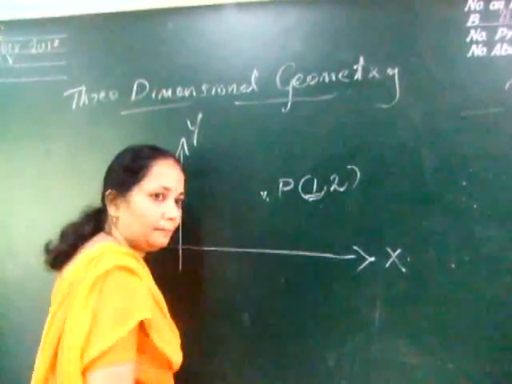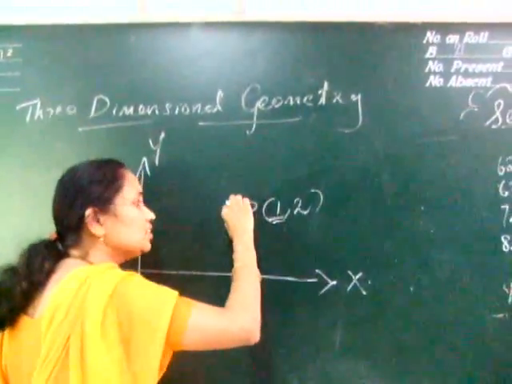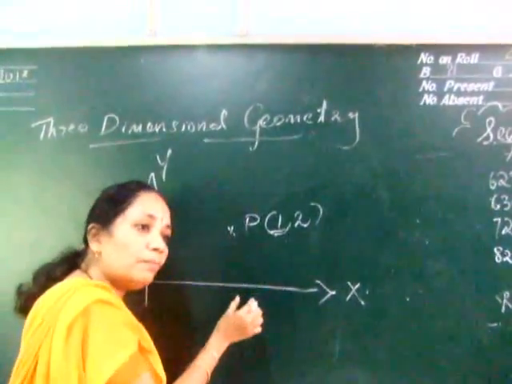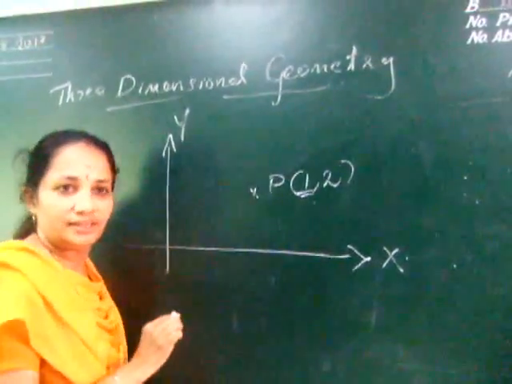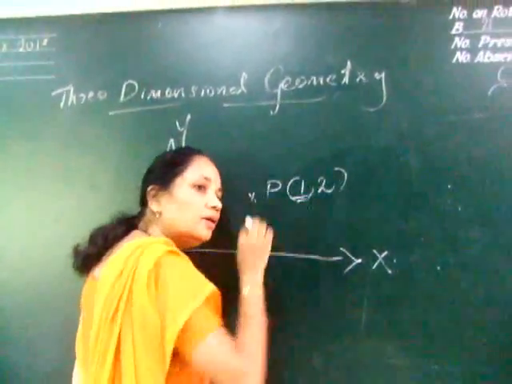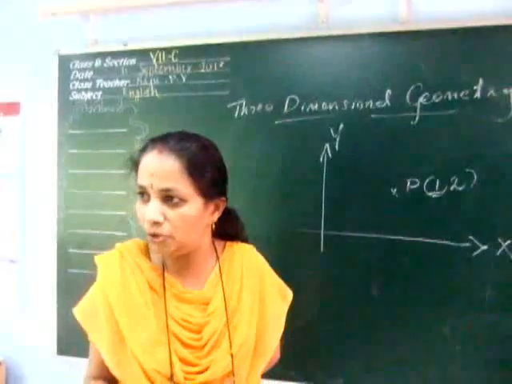x-coordinate, that is 1. Similarly, 2, the second number written in the ordered pair, is the perpendicular distance of the point from the x-axis. So that is called a y-coordinate, or abscissa and ordinate. So these things we have seen in two-dimensional geometry.